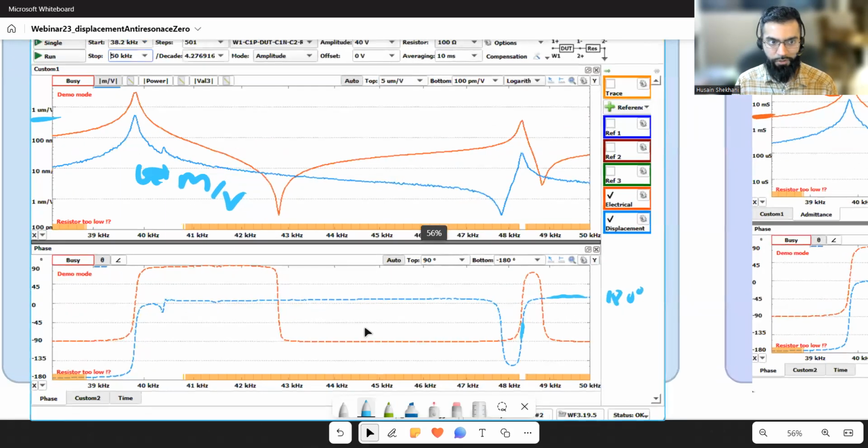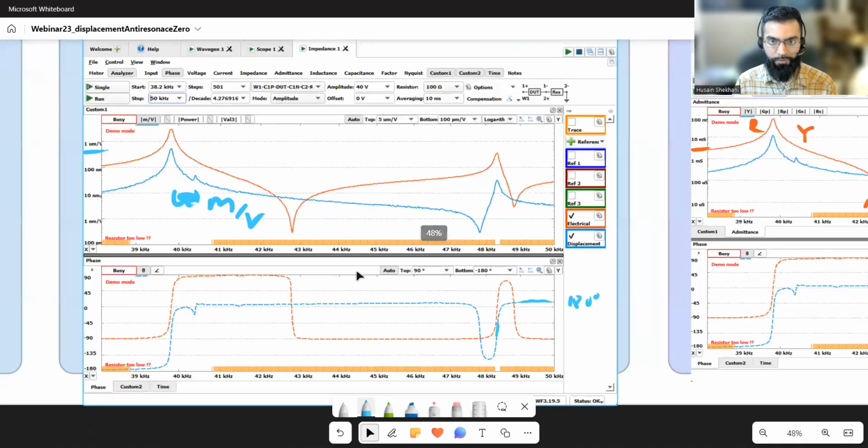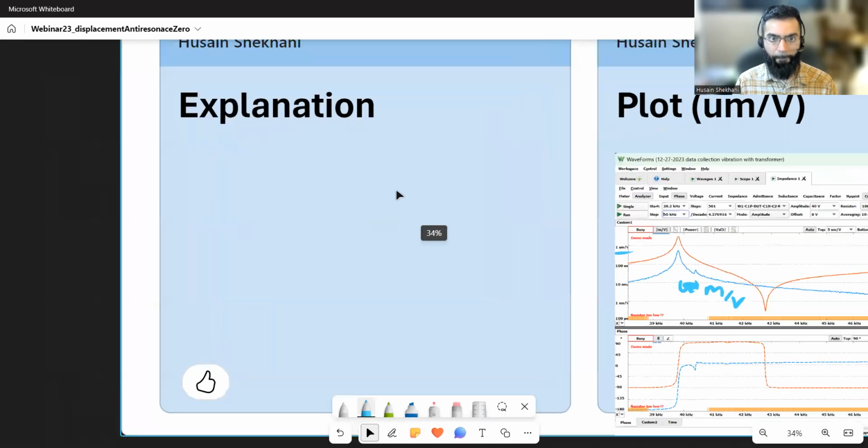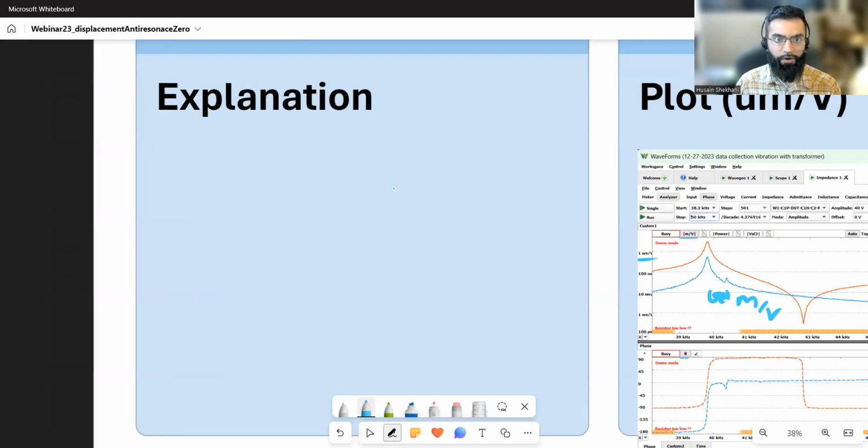But it also depends on how you orient your probes. So this is the mechanical anti-resonance. It exists. So what does that basically mean? Let's just take a bar. What does mechanical anti-resonance actually mean?